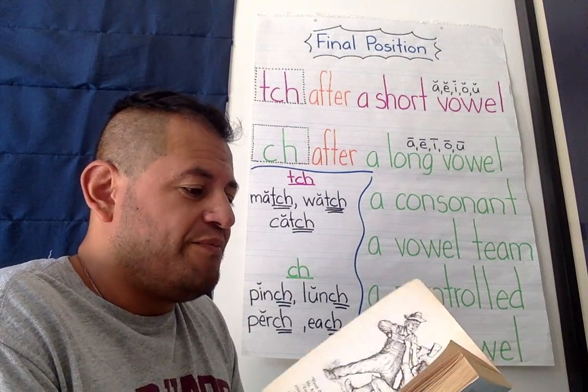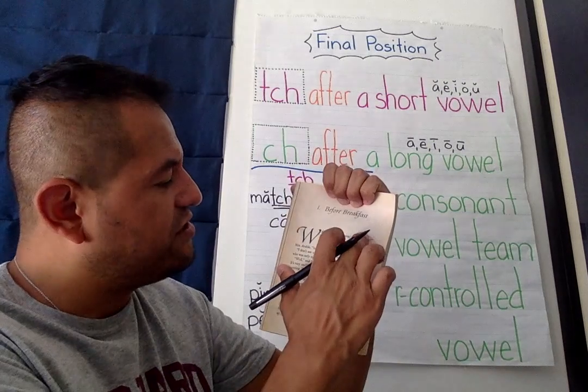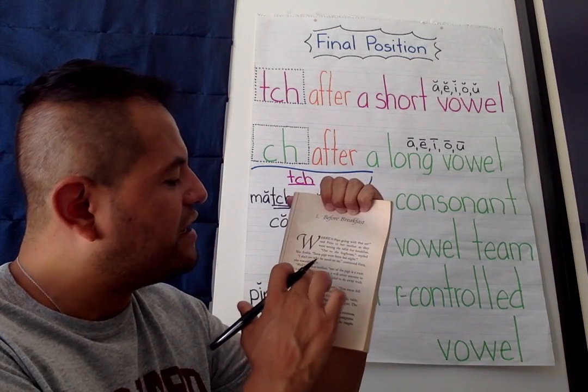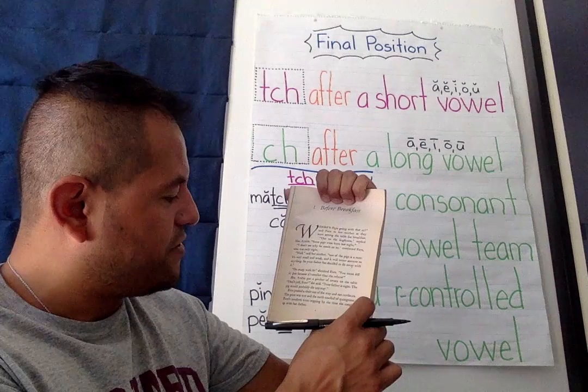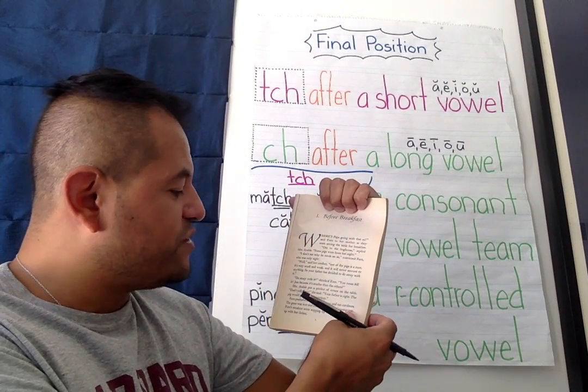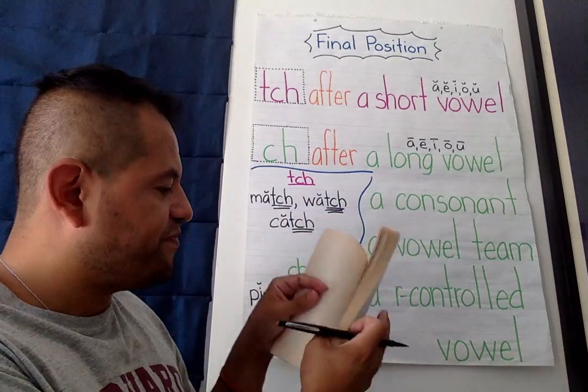Now, first, what I'm going to do is I'm going to just open up really to any page, but I'm going to look. So I'm going to use my eye arrows, and I'm just going to look and see if I see any that have a CH or TCH. So I'm being an investigator right now. Nothing on this page.